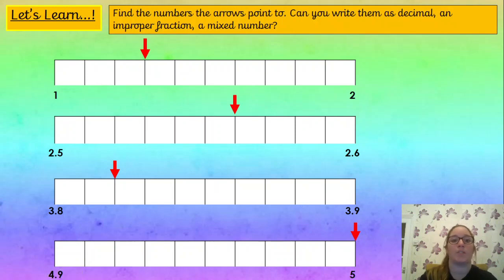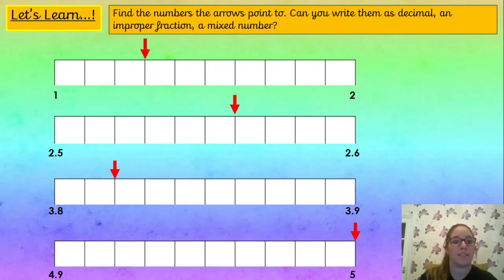So for the first one, you're just going to write your decimal equals improper fraction equals mixed number, but you're going to write those numbers. Okay, so pause the video, take your time and come back when you're ready to move on.